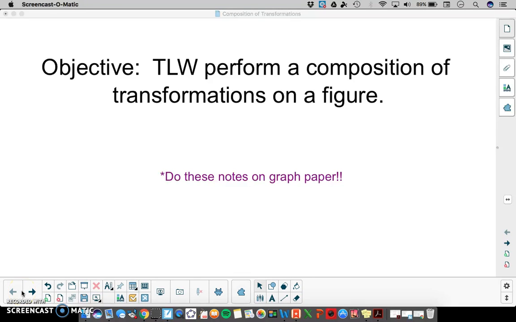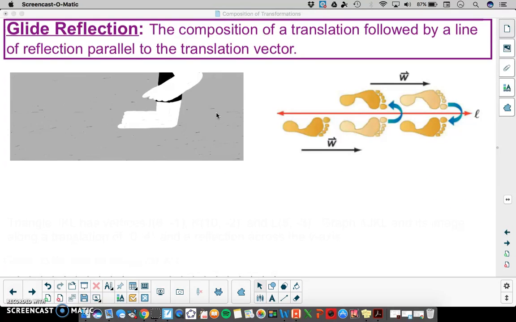In this video, the learner will perform a composition of transformations on a figure. It's important that you do these notes on graph paper so that you can practice each one of these transformations as we go. First, we're going to consider glide reflections.